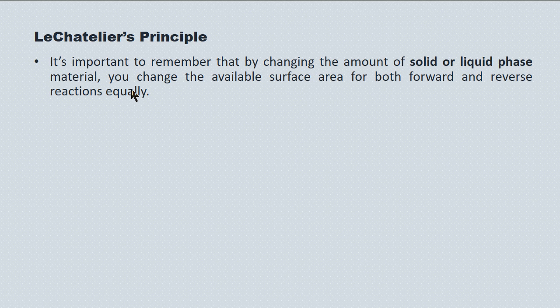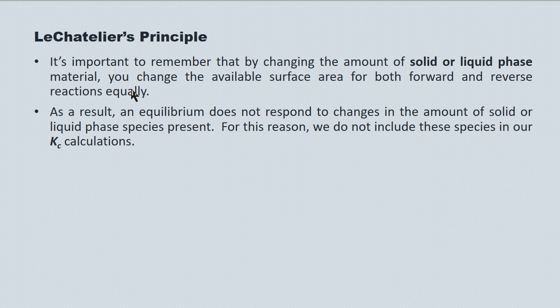And it's important to be mindful that by changing the amount of solid or liquid phase material, you change the available surface area for both forward and reverse reactions. More importantly, you don't impact their concentrations. So as a result, the equilibrium does not respond to changes in the amount of solid or liquid phase species present. It's for the same reason we do not include their concentrations in our Kc calculations.